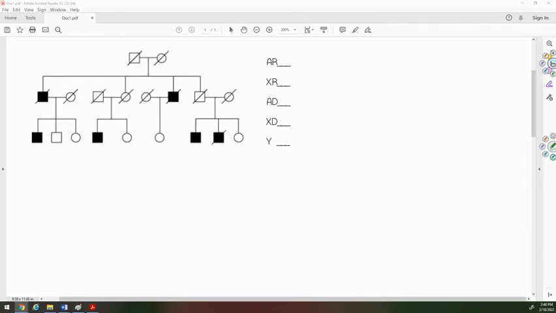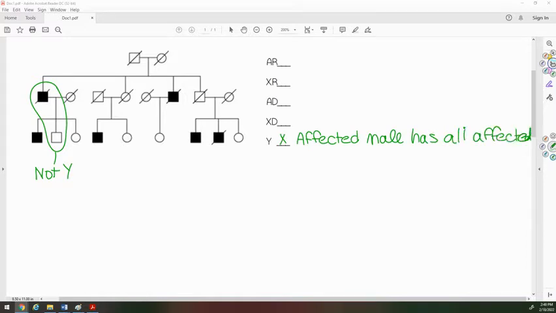To solve for the mode of inheritance for this pedigree, we're going to try and eliminate all the possible modes until we come up with the correct one. Let's start here. It cannot be Y-linked because if a male has the trait on his Y chromosome, he's going to pass it on to all his sons.